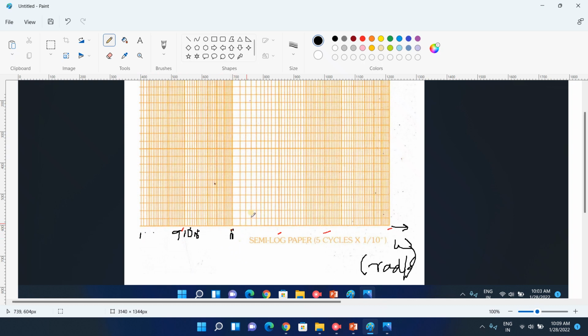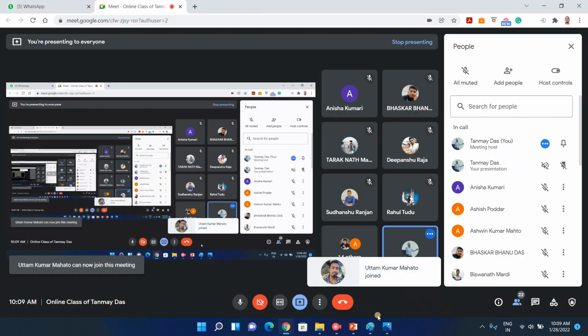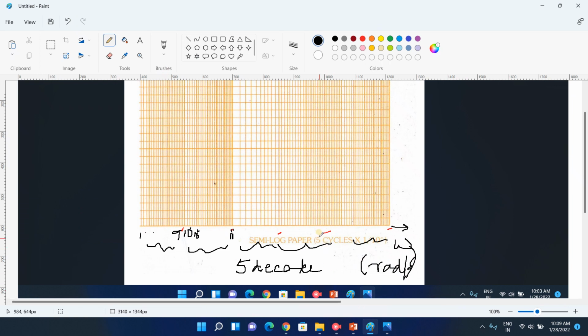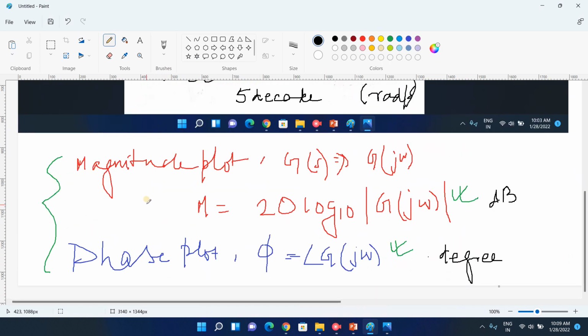Then 10 to 100. So 10, 20, 30, 40, 100. Then 100, 200, 300, 400, 500. Then 1000, then 2000. Then 10,000. Then 1 lakh, 2 lakh, like this. This is kind of a decade. So this is one decade, this is another decade, another decade, another decade. 5 decades are there. Decade means dashak in Hindi. So 5 decades. I can understand there is too much information.